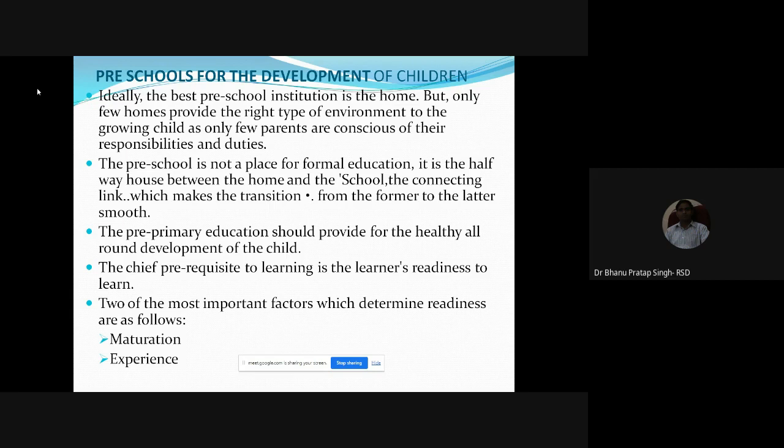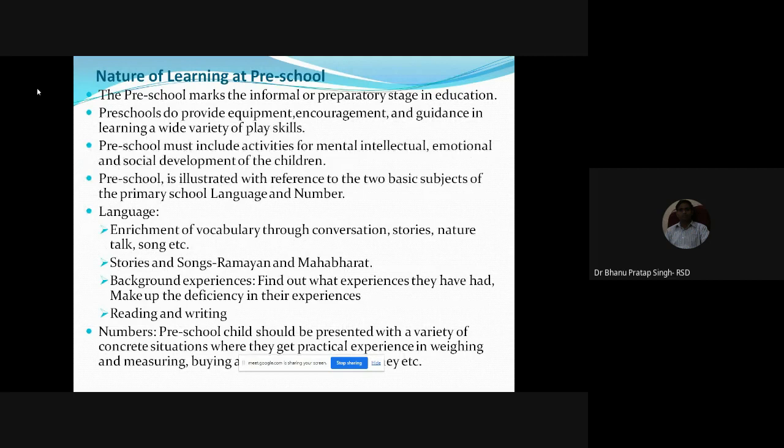Next, nature of learning at preschool. Even in this block, MES-081, we have discussed a lot about the role of preschool, but here we are adding the word child psychology. So we are discussing here under the umbrella of child psychology what should be the nature of learning at preschool.